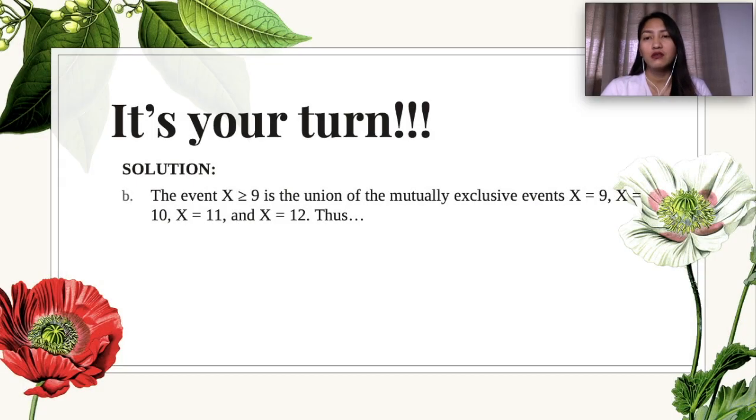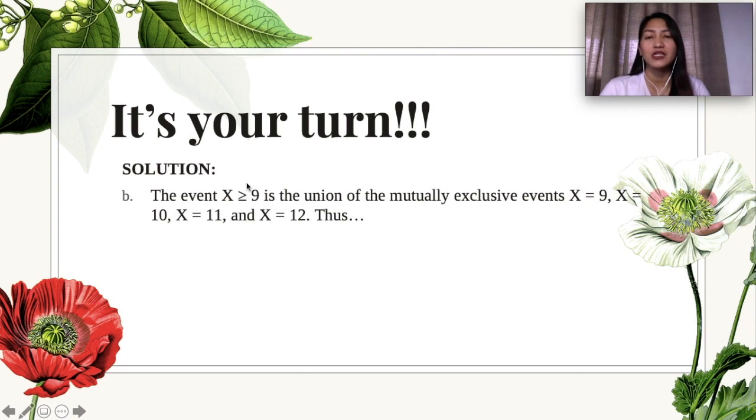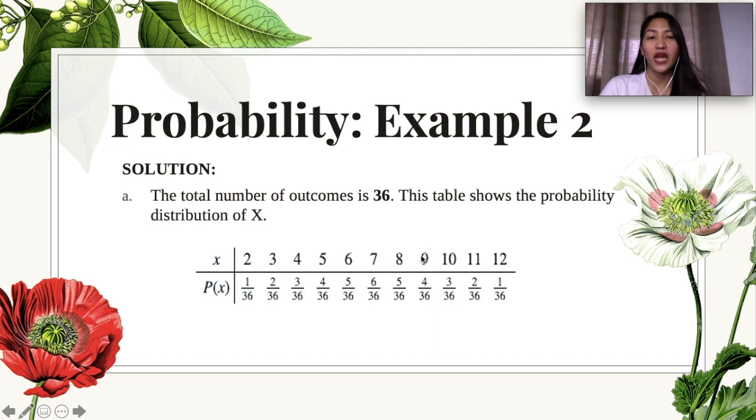Okay, so sunod, yung B naman. Gusto naman natin kunin yung probability if x is greater than or equal to 9. Ibig sabihin, itong lahat ng to, yung value mo. So, you have to add all of them, right? So, by intuition, that's what you want to do. If x is less than or equal to 9, then itong lahat. Pero dahil ang hinahanap natin is the value that is greater than, so itong lahat, itong to. Okay, from 9 hanggang 12.